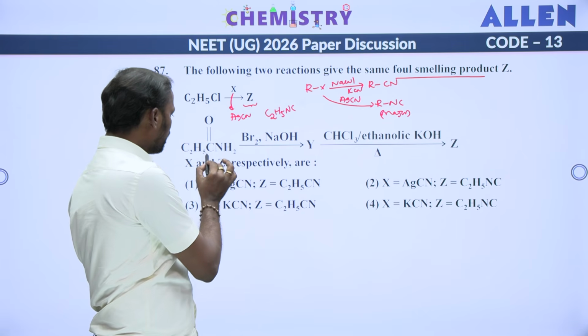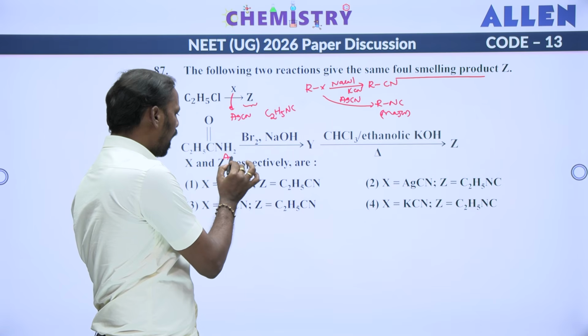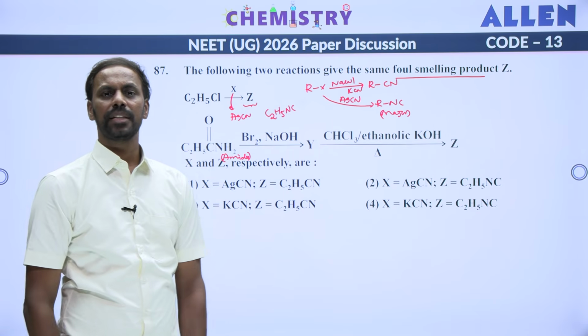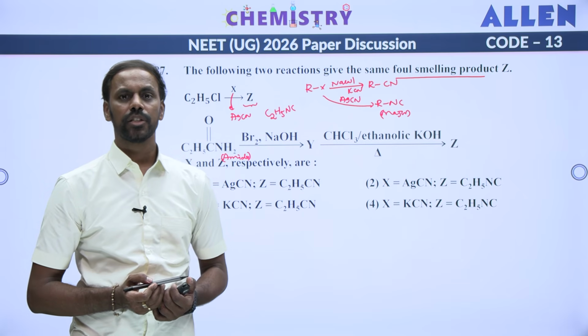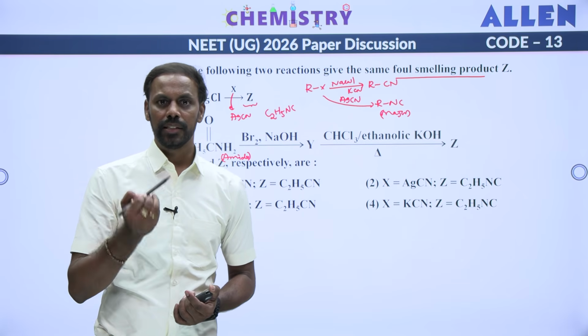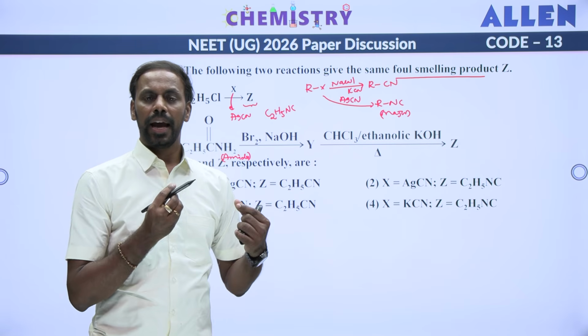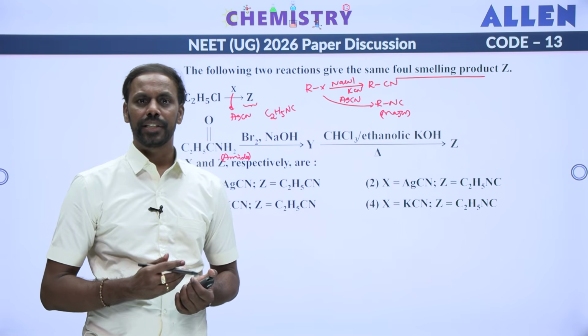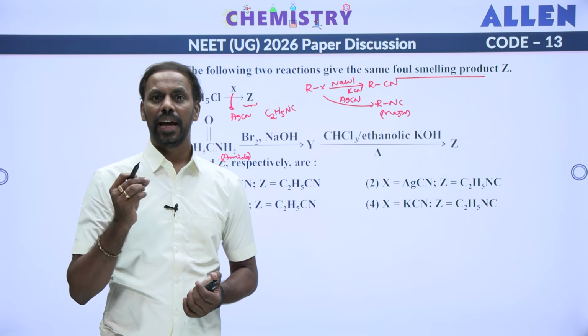Next, you can also check with this. See here, what is mentioned here? This is amide. Okay. Amide treating with the halogen in the presence of NaOH. What is this reaction name? Hoffmann bromamide degradation method.